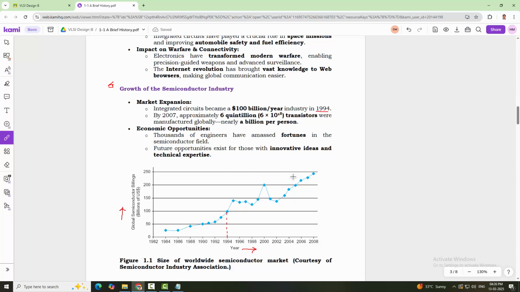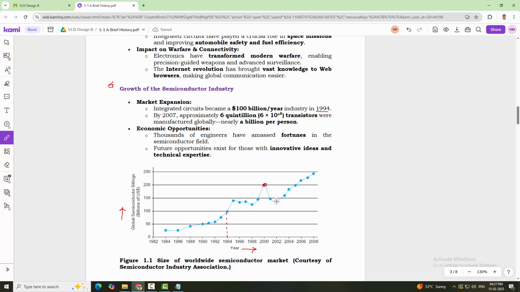And again, moving on to the next one, you can see that in 2000 there is again a peak at which we have reached almost $200 billion. The reason why it spiked in the year 2000 is because of the Y2K issues, and people upgraded their laptops and computers. Because of those reasons, we have seen a significant spike in the year 2000.